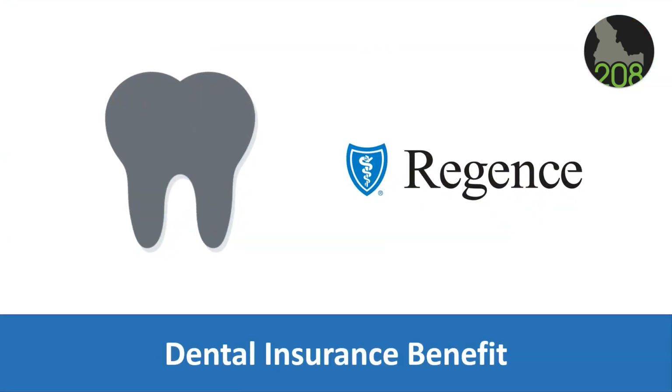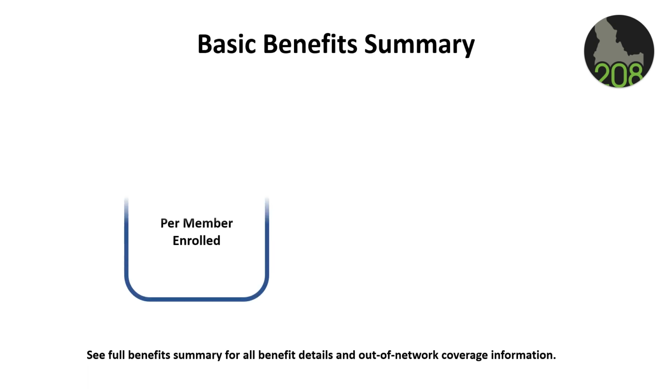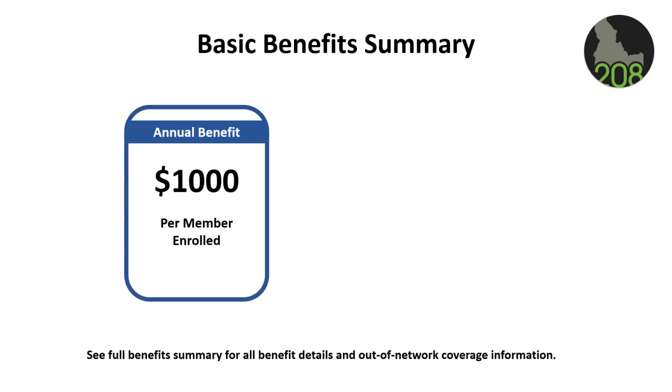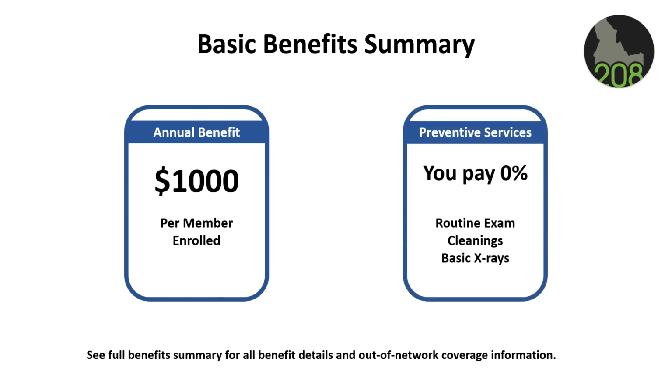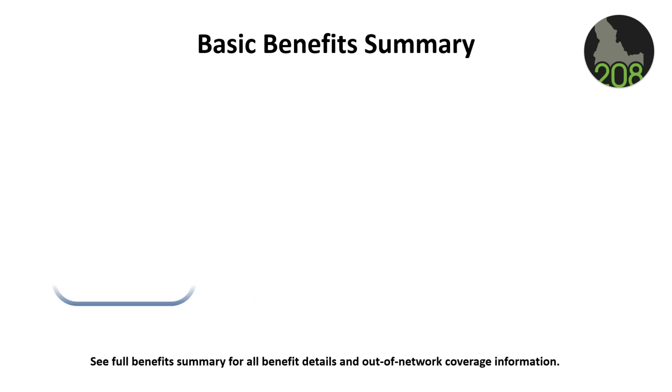Moving forward to your dental benefit. Now this goes back to your insurer Regents, so your medical and your dental plan will be with the same insurance coverage. Let's go through your basics. This is an annual benefit of $1,000 per member enrolled per calendar year. Preventive services, you pay 0% when using in-network providers. That includes your routine exams, your cleanings, x-rays.